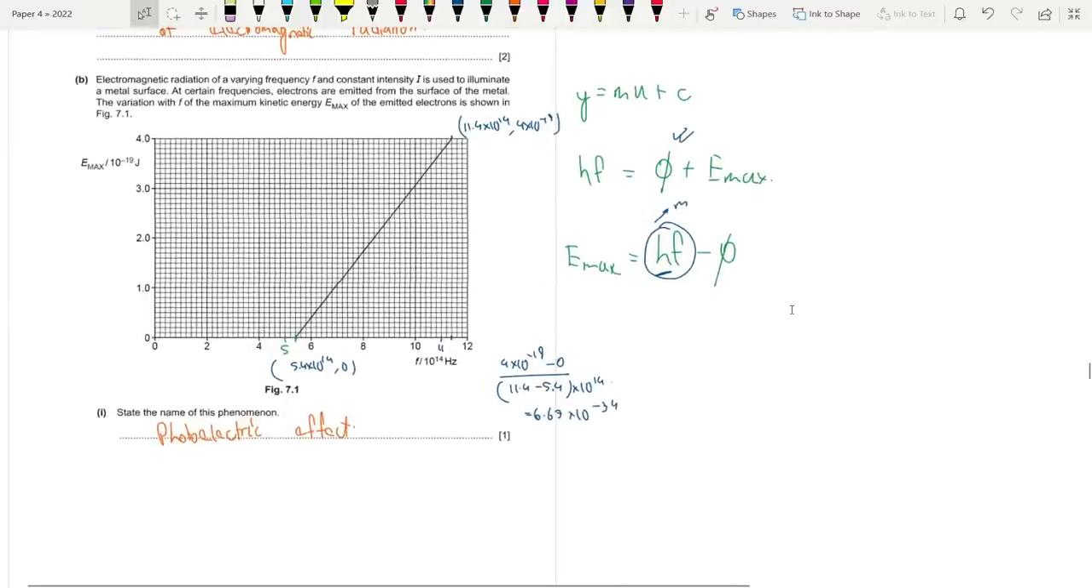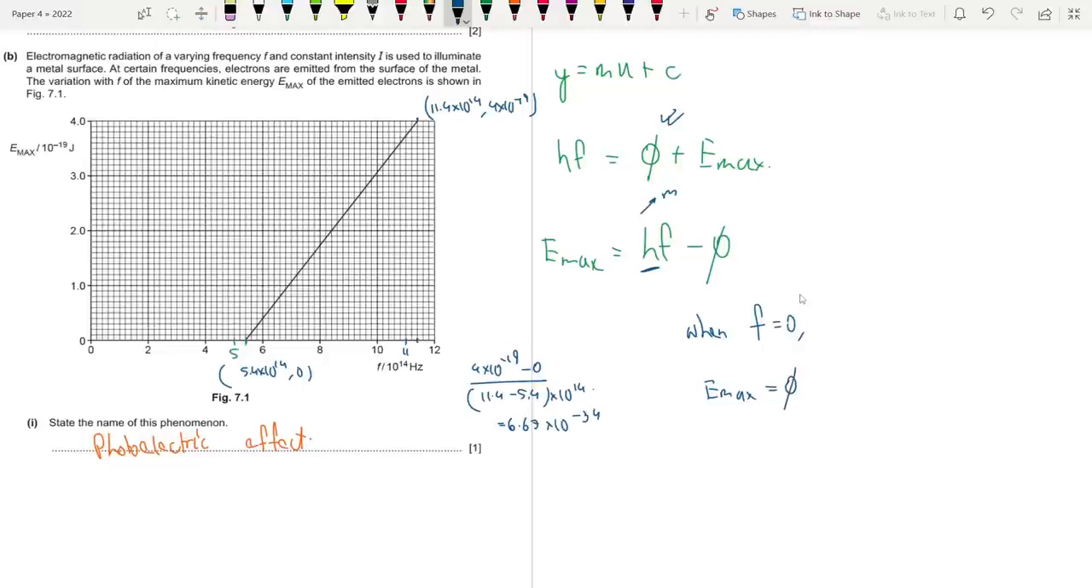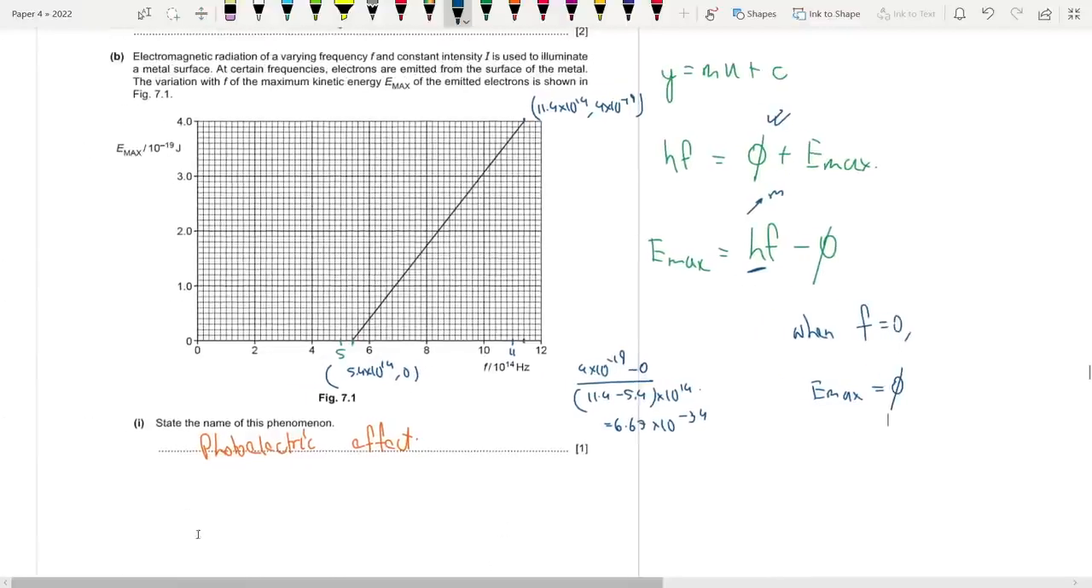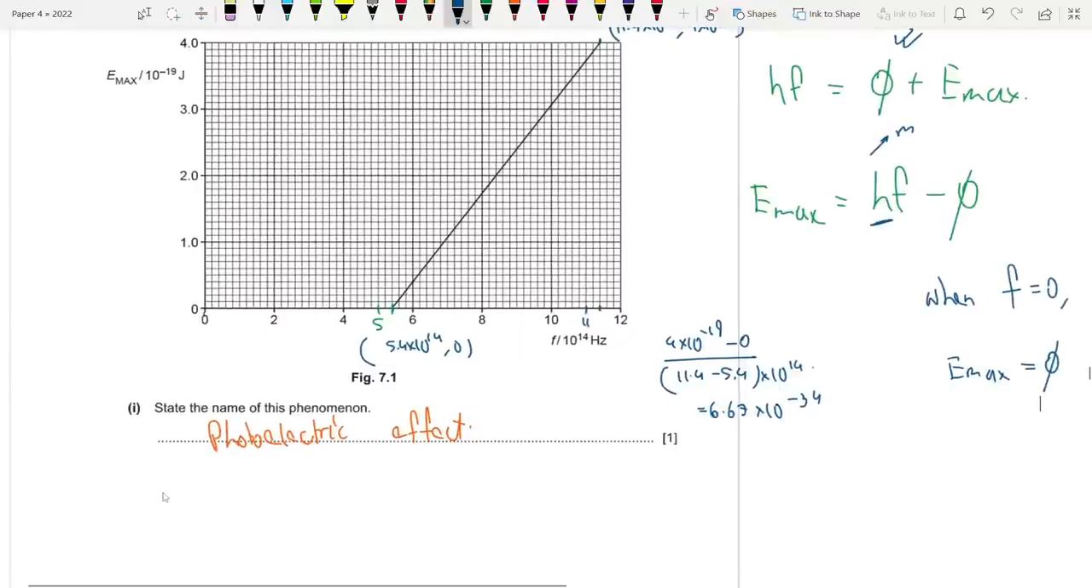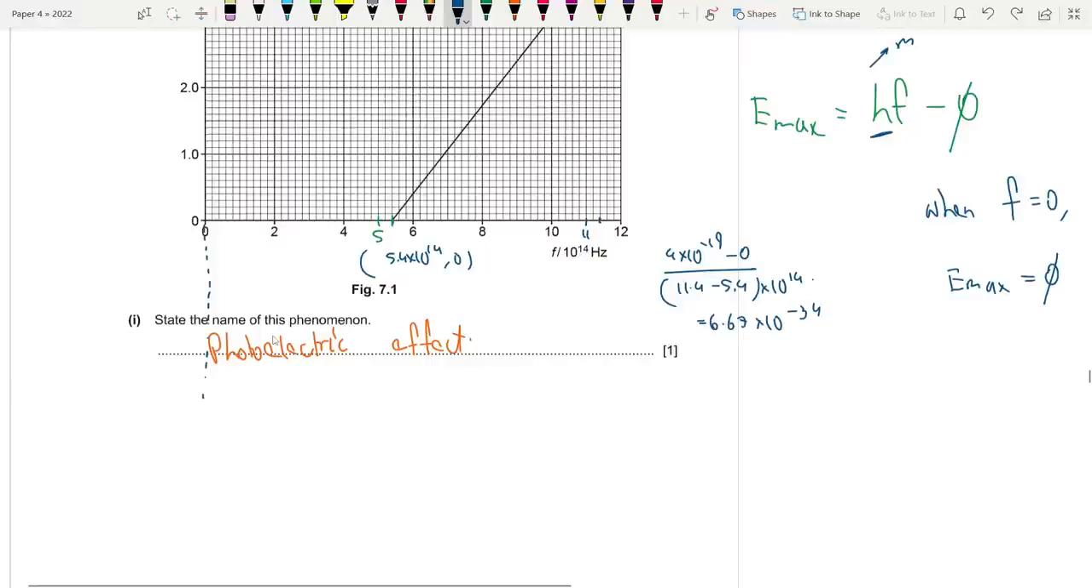So basically when f equals 0, E max is equal to phi, which is a negative value. So this could be done by extrapolating this line and seeing where it cuts the y-axis. So that's one way of doing it. That's why there was an alternate answer here.